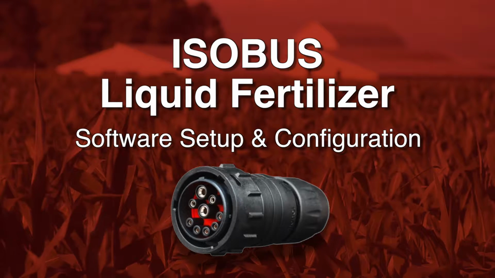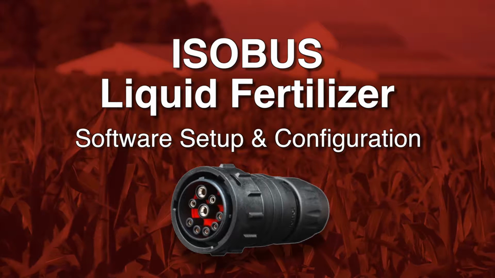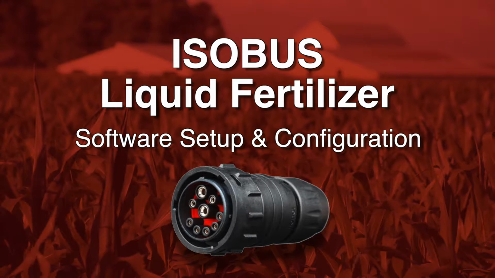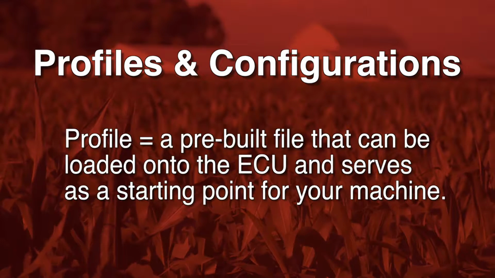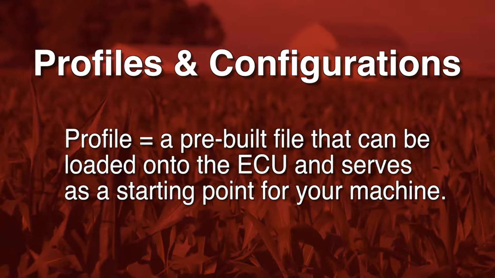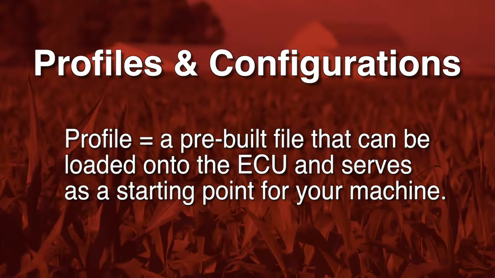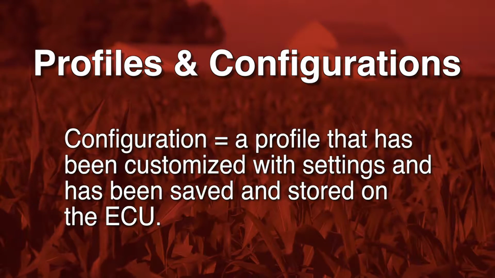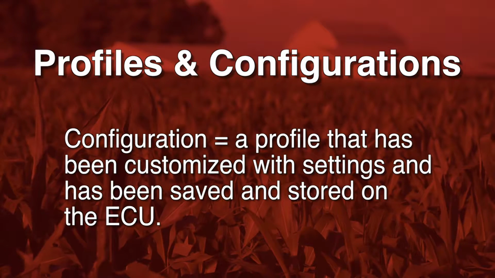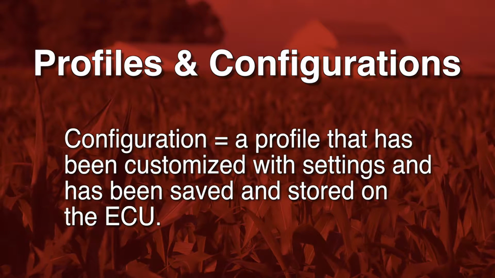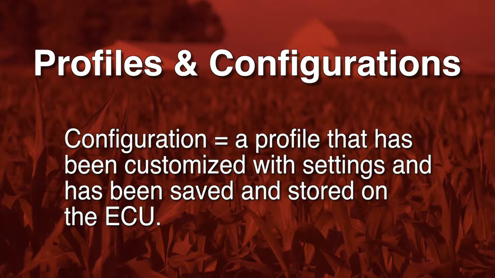In this video, we are going to walk through the steps for software setup and configuration of the ISOBUS liquid fertilizer control system. It's important to understand the terms profile and configuration. A profile is a pre-built file that can be loaded onto the ECU and serves as a starting point for your machine. A configuration is a profile that has been customized with settings and has been saved and stored on the ECU.